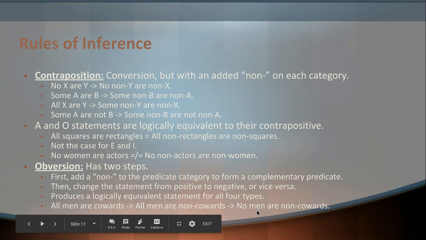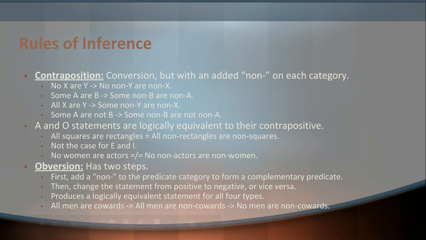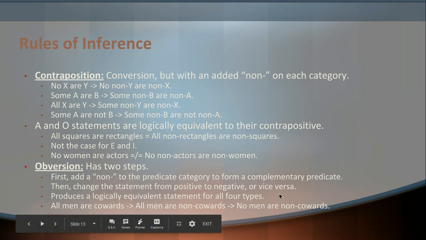And this says no men are non-cowards. There are no people, no men who are non-cowards of some sort or another. Well, that's also false. If this one's false, that one's false, and vice versa. These two statements are logically equivalent. And this will work for any example we want to throw on it.